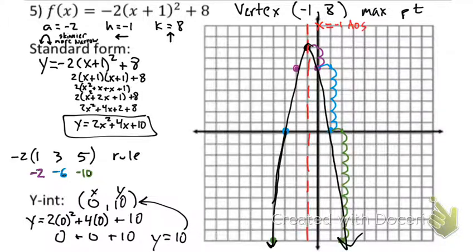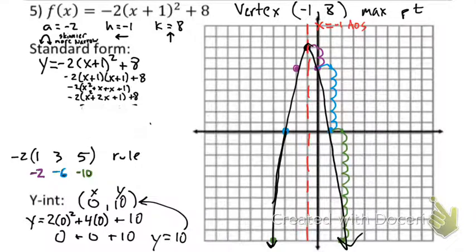Sorry guys, I just made a mistake here. If you notice, I forgot to put a -2 here. So that's going to change everything. So let's multiply that in. Okay, so that's going to be negative 2x squared minus 4x minus 2 plus 8. And that's y equal to negative 2x squared minus 4x plus 6.